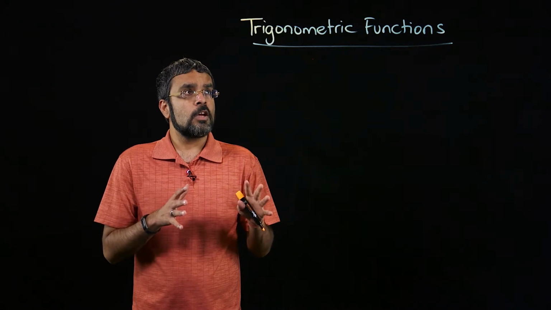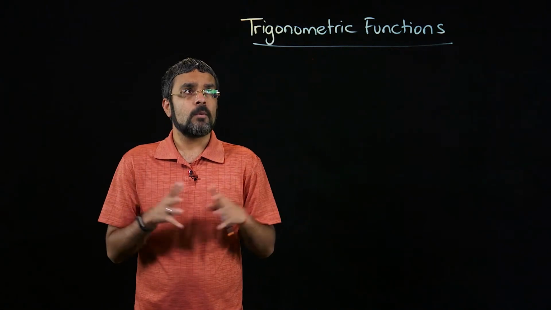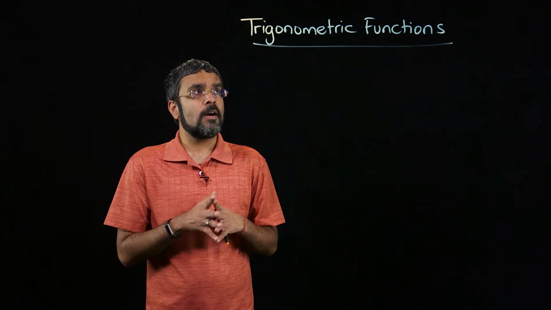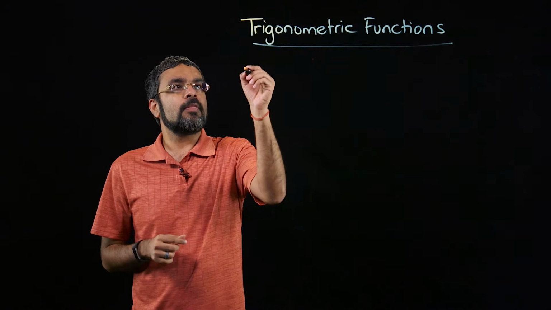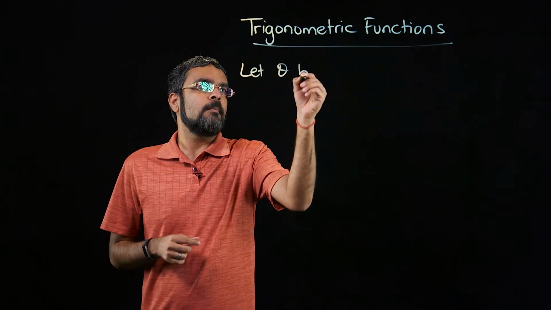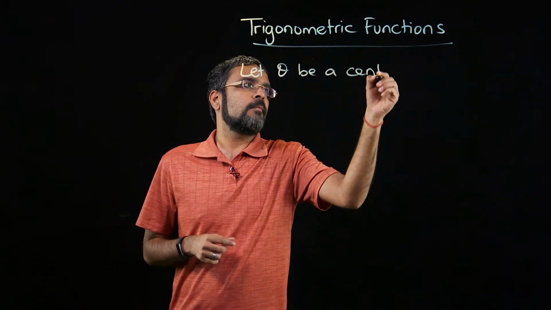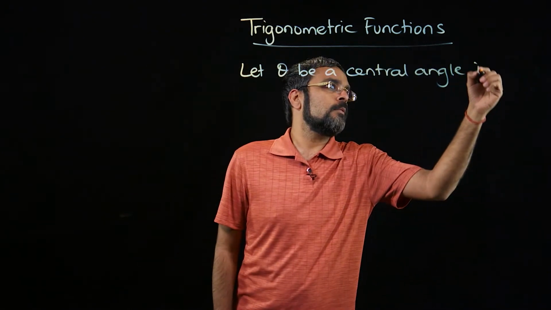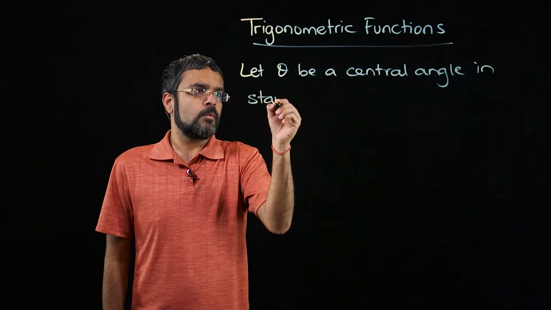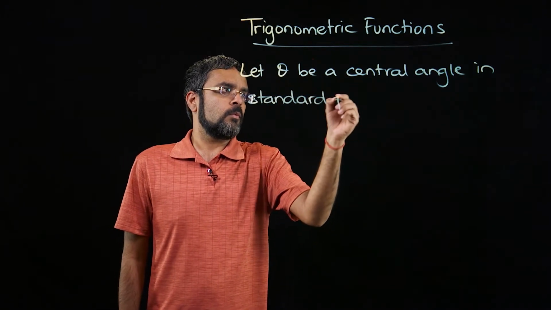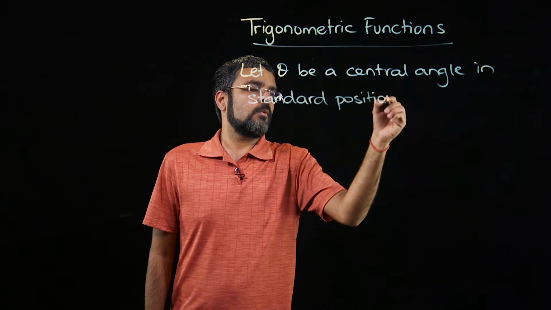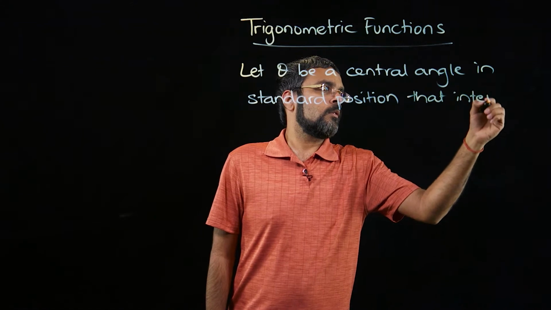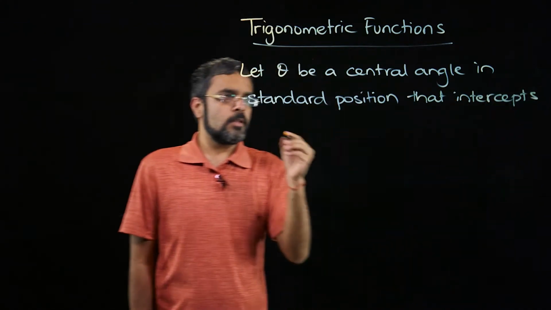So what we're going to do in this video is we're going to now start. We have enough background to sort of define our 6 basic trigonometric functions. So let's go ahead and define our 6 trigonometric functions. So let theta be a central angle in standard position that intercepts the unit circle.